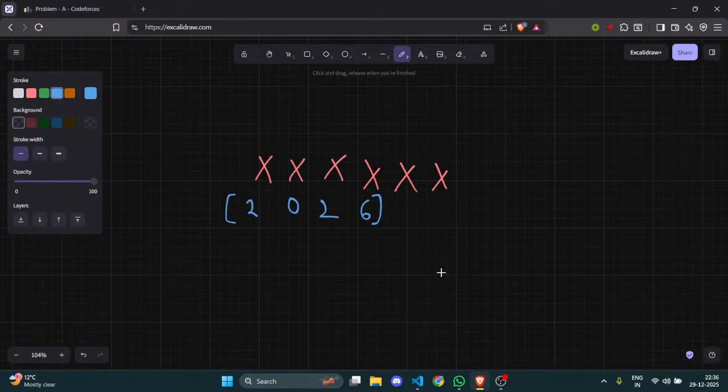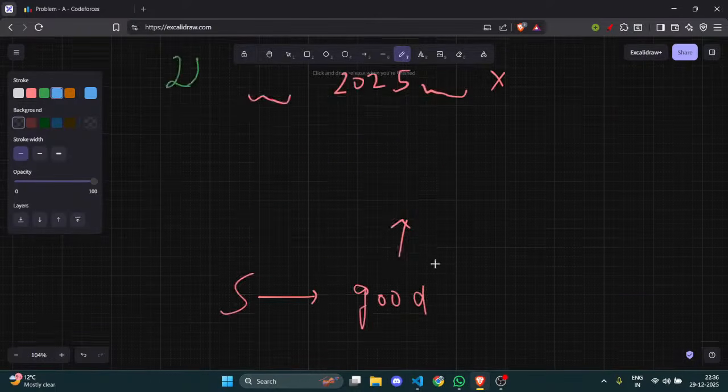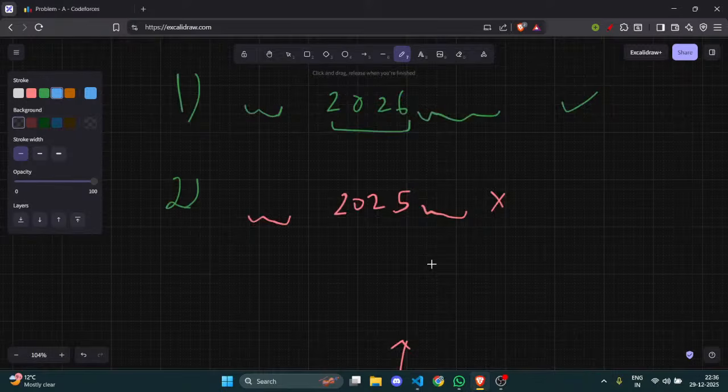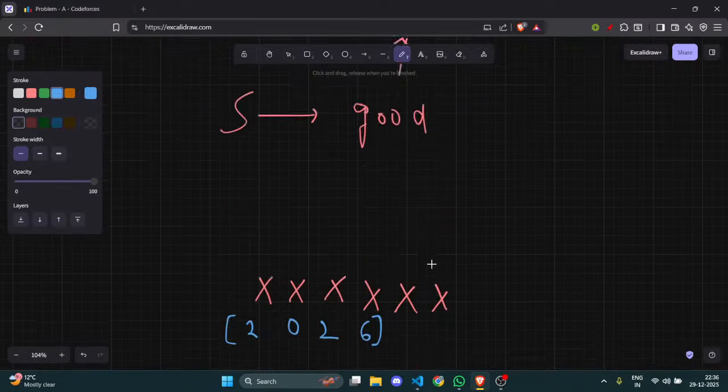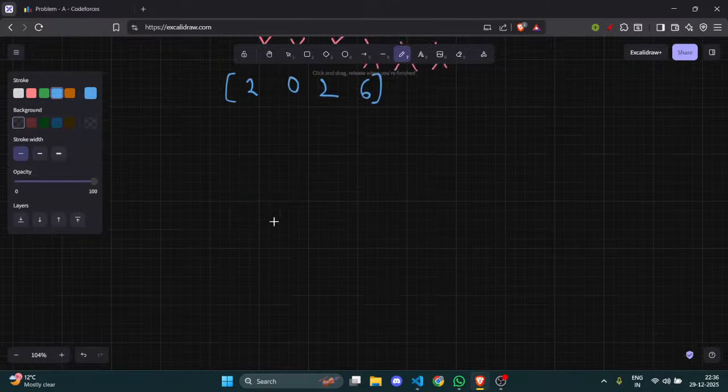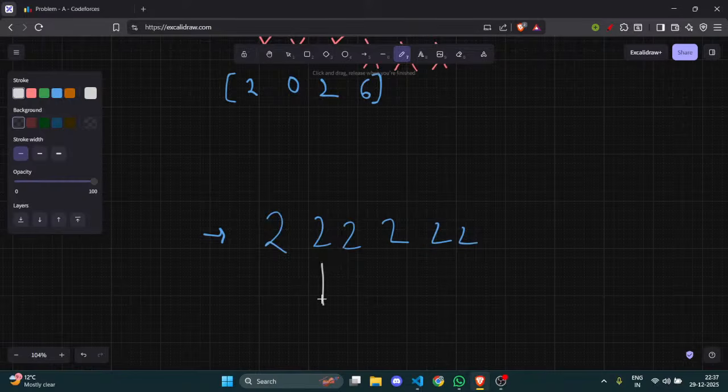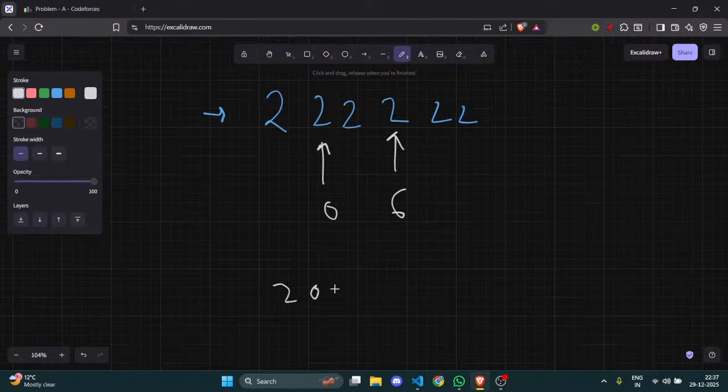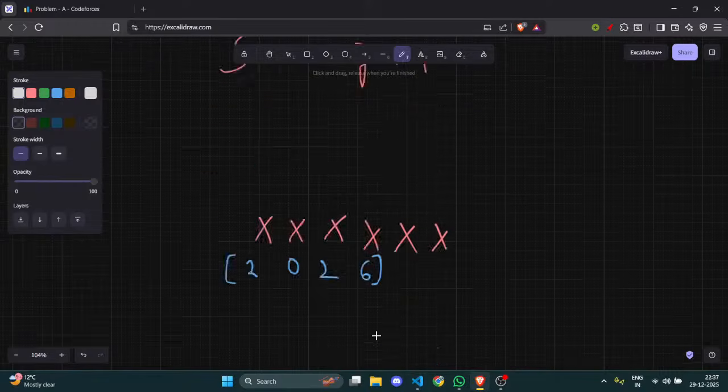So if we do it like this, the first condition would hold true. Or how else can I make it good? Let's say the string was 2 2 2 2 2 2 like this. How many operations do I require? Only two operations, not four, because I can change this to 0 and this to 6. Now I get a string like 202622, and now I get the substring 2026.